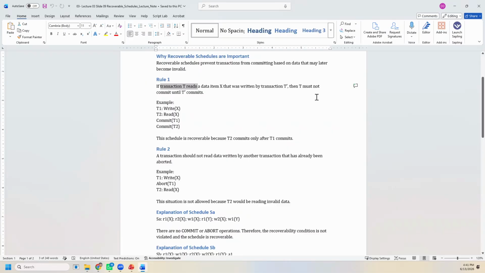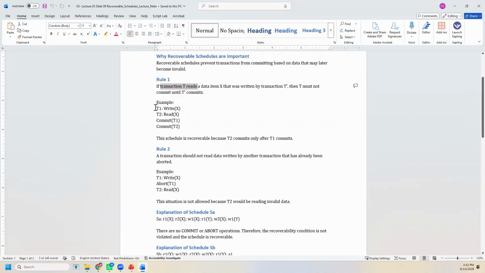Should be committed, right? So here T1 write X. This is the order, this is the step. T1 first, T1 write X. Something write on X. Then T2 read X. Here this is the order for rule 1.